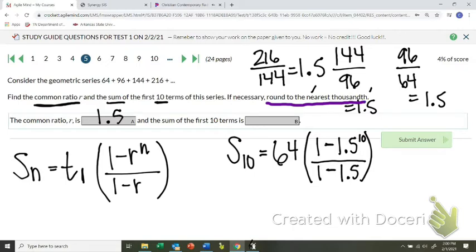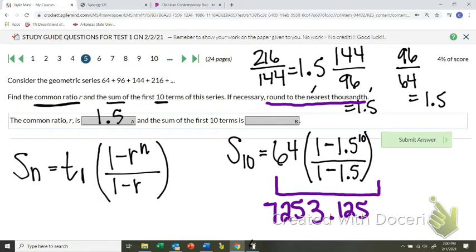Okay? So now I want you to take about 30 seconds and type in this equation into your calculator, and you'll get a large number. Once you have it typed in, raise your hand. I want to make sure you have it typed in correctly. That I checked had 7253.125.